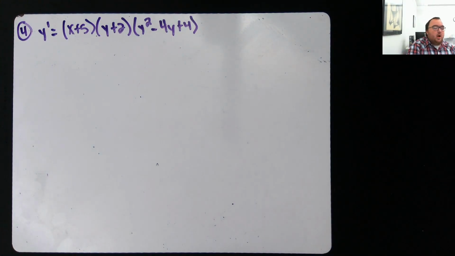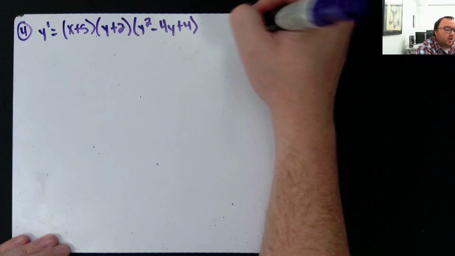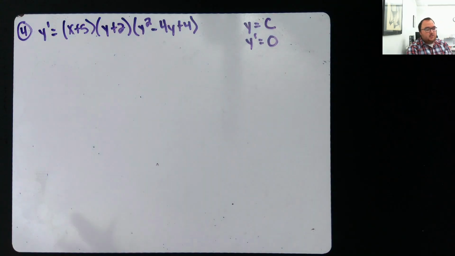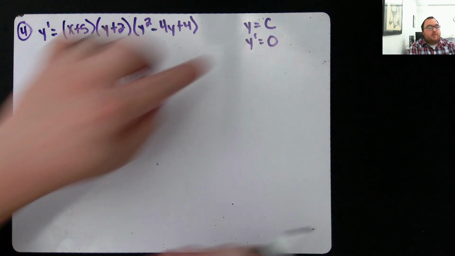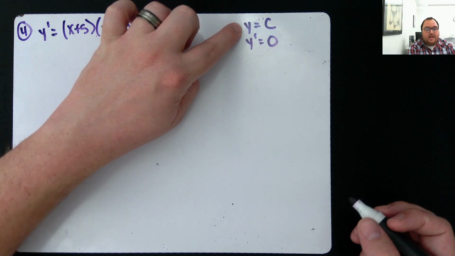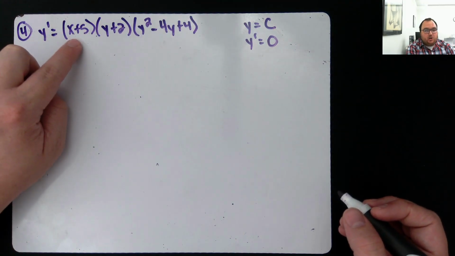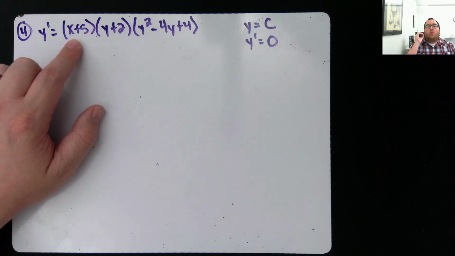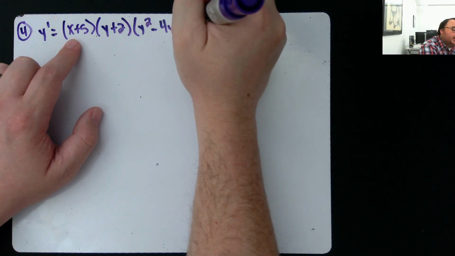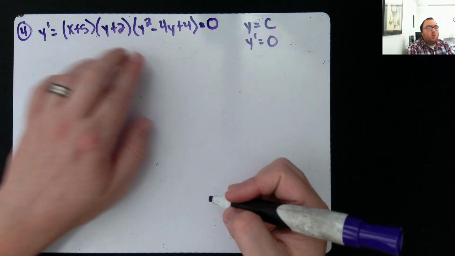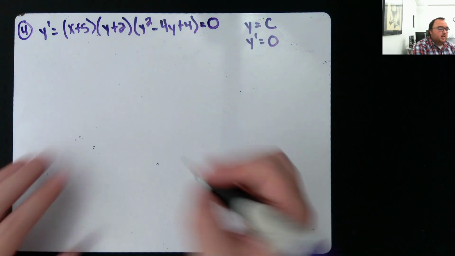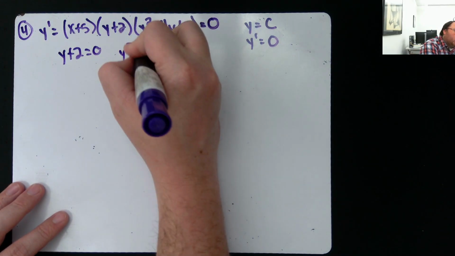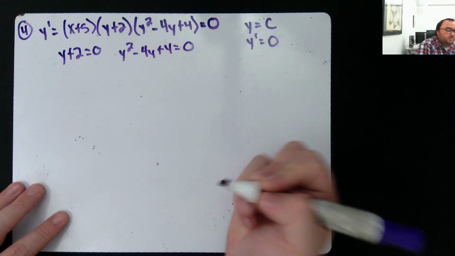Okay, remember, I'm looking for everywhere where y is a constant, which we said means y prime is equal to 0. Notice I'm looking for the y's. So even though x is here, I don't care about that. I only care about what's happening with the y's. So when I set this equal to 0, I'm only worrying about the y's. So y plus 2 is 0. y squared minus 4y plus 4 is 0.